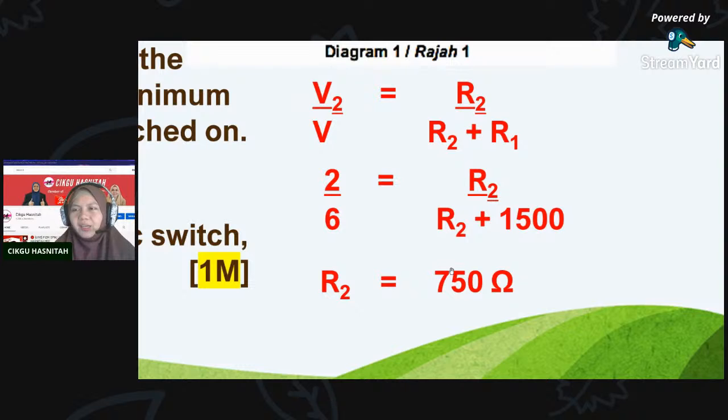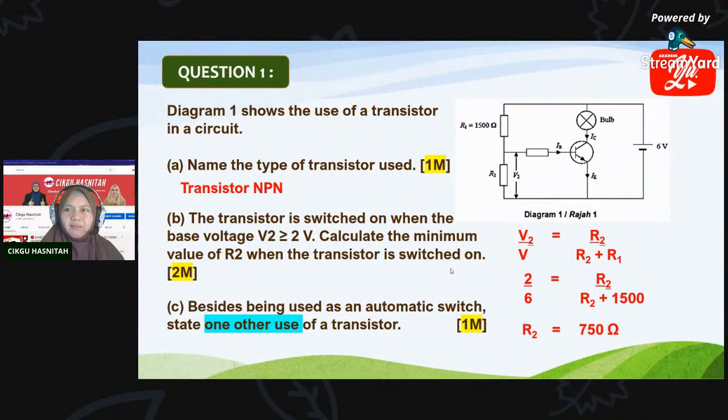Now for C. Anyone? Besides being used as an automatic switch, state one other use of a transistor. 1 mark. Current amplifier. Okay, let's check. Yes, Ginger, very good. It is used as a current amplifier. So that goes for question 1, 4 marks. This is question 1 in section A. Remember it allocates 4 marks.